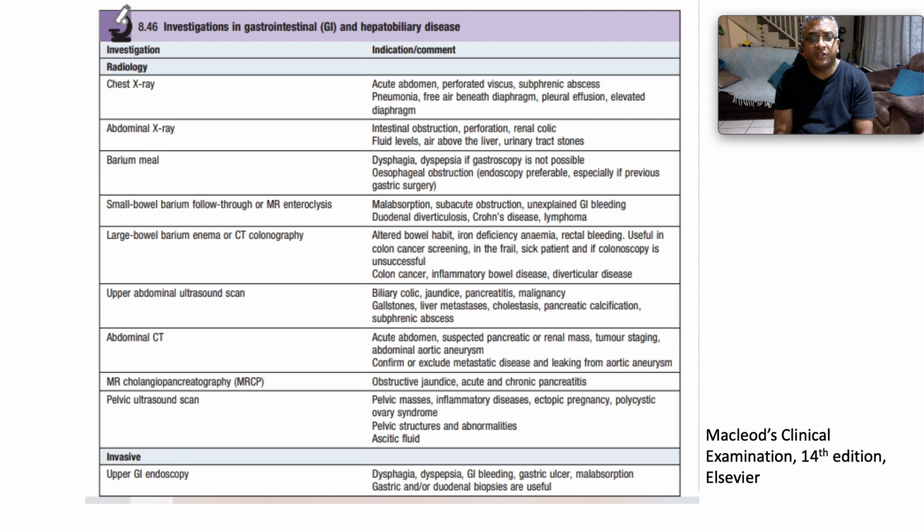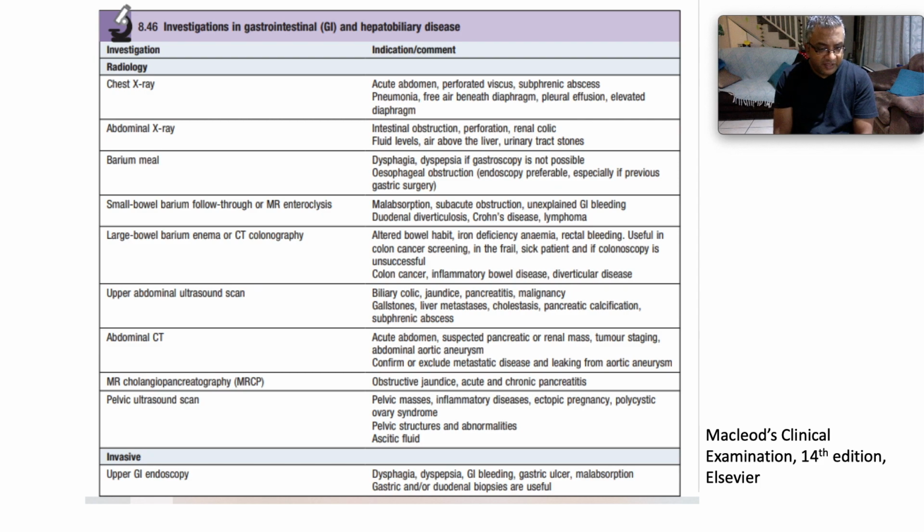Then you want to confirm or exclude metastatic disease and a leaking aortic aneurysm, right? MRCP is reserved in cases of obstructive jaundice where you're thinking about a PSC, the string of beads, right? And also in acute and chronic pancreatitis. Pelvic ultrasound if you're thinking of some gynecological pathology.